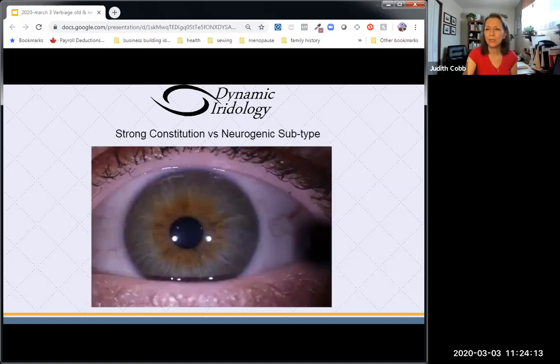The strong constitution. Now, the strong constitution, from the old language, would have shown up as a very densely packed, neatly organized fiber structure. Now, we would call this an eye that has good resiliency, that it's very resilient, which means that when they've got a health issue, if we give them the right support, the right nutrients, the right supplements, the right lifestyle changes, their health will bounce back very quickly. We no longer call this a strong constitution. Now we call it the neurogenic subtype, because while this person's body responds quickly to things, we also know that they tend to be a little bit sensitive on that stress/emotional side of things.